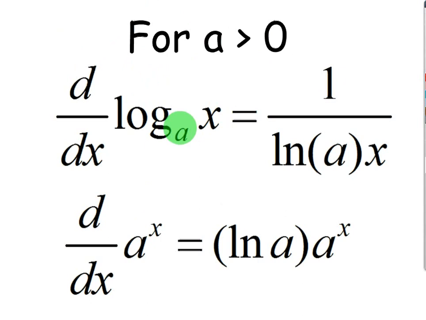Next is the derivative of a to the x. So let's say it was 2 to the x. The derivative of that is ln 2 times 2 to the x. If it's 3 to the x, the derivative of that would be ln of 3 times 3 to the x. So those are your 4 rules.